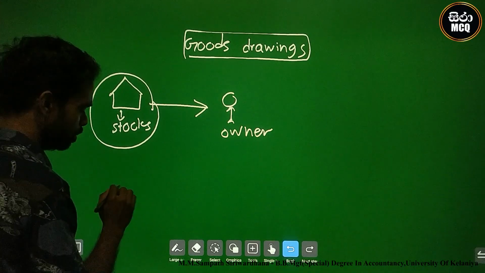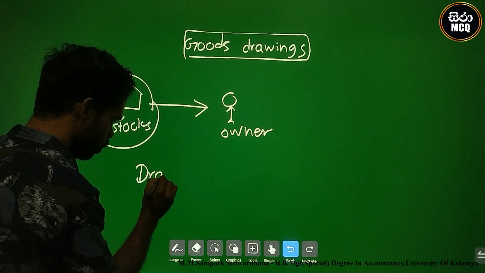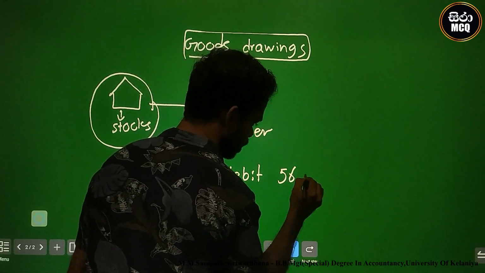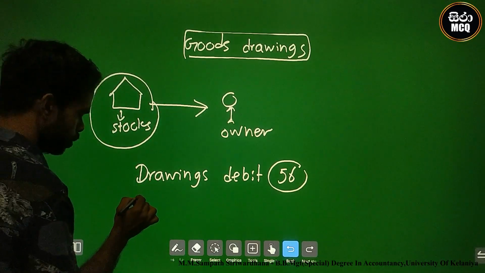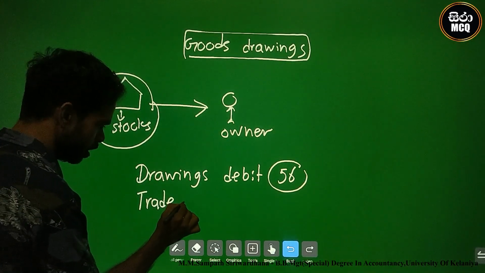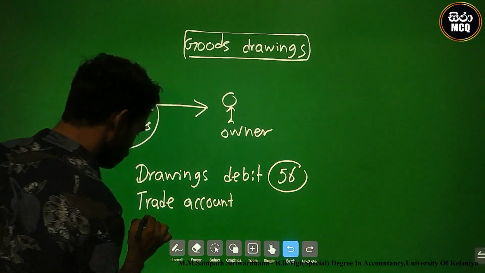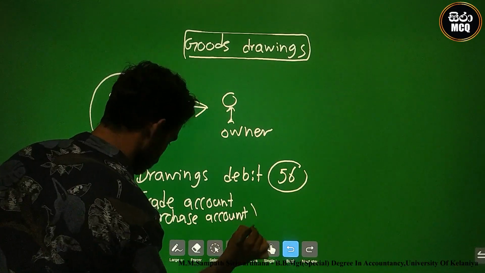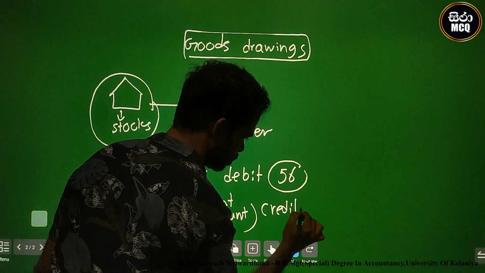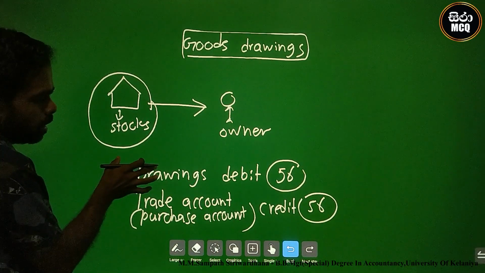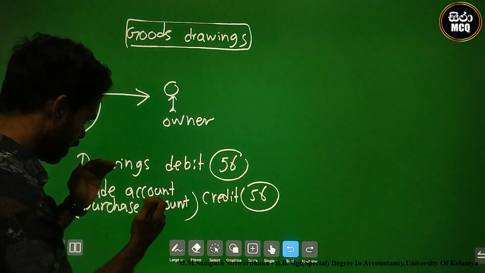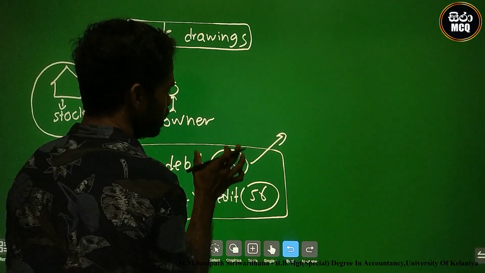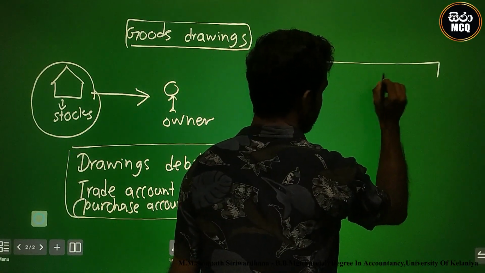Okay, this time what is the double entry? Drawings debit 56,000. Credit the trade account, meaning the purchase account, 56,000. What are the final destinations of these? Drawings debit. Drawings means an equity account. There is the equity account in the SOFP, the statement of financial position.